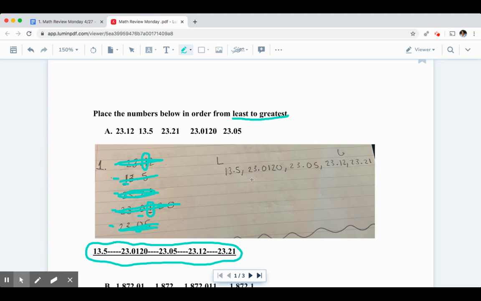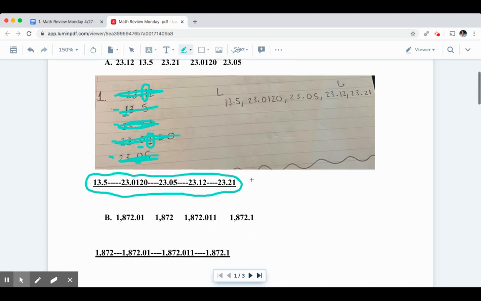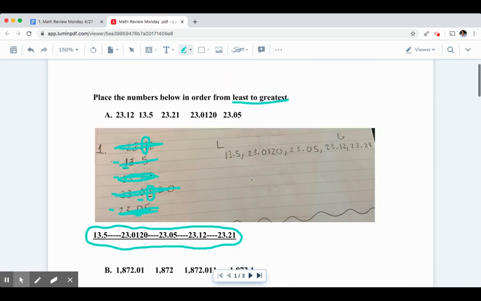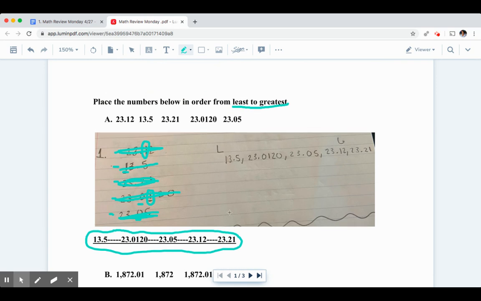Right now, I want you to go through your answers for B, C, and D, and I want you to determine whether or not you used the stacking strategy. If you didn't, go back and revise your work using the stacking strategy to make sure that your work is accurate. And then come back to the video to check your answers.